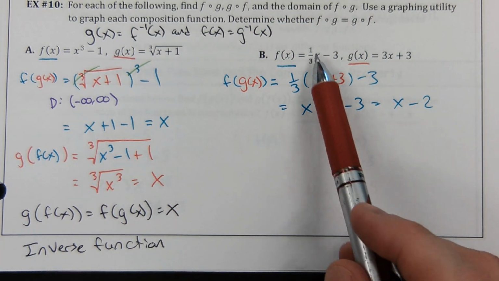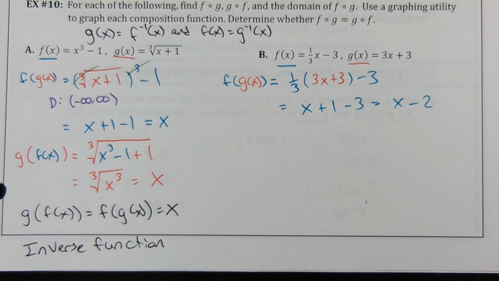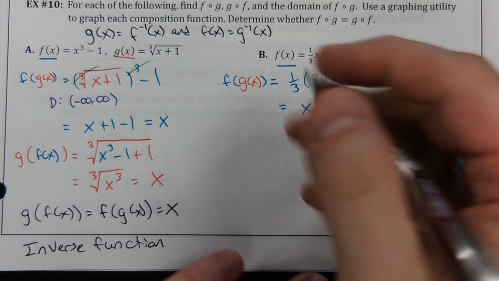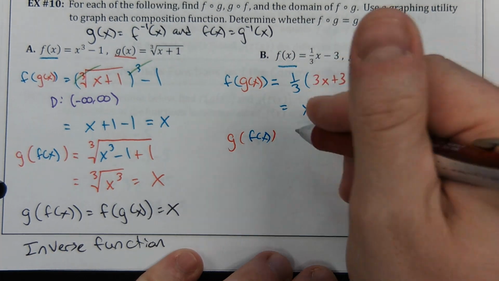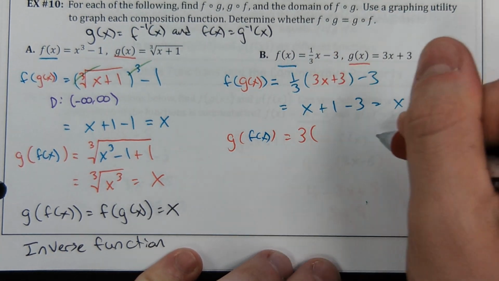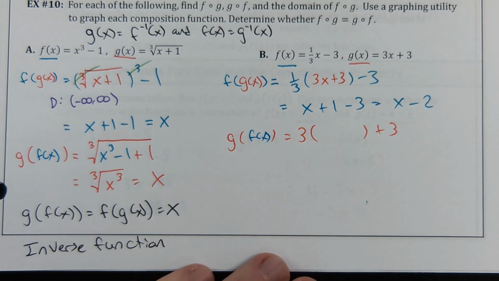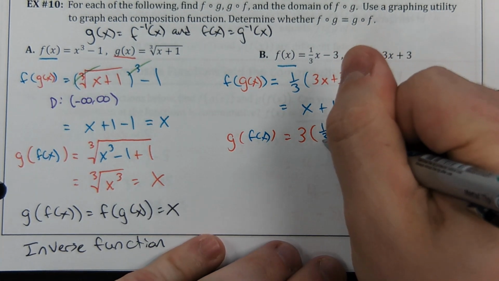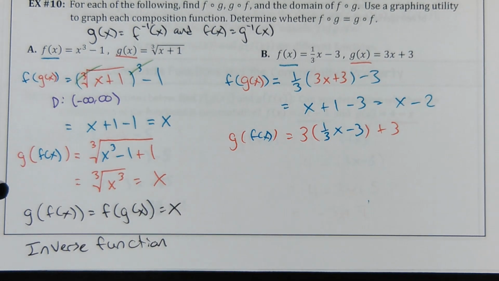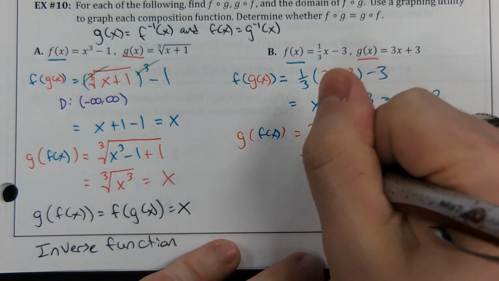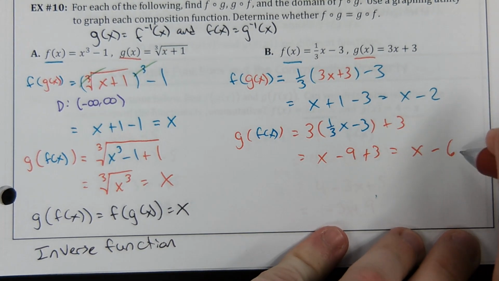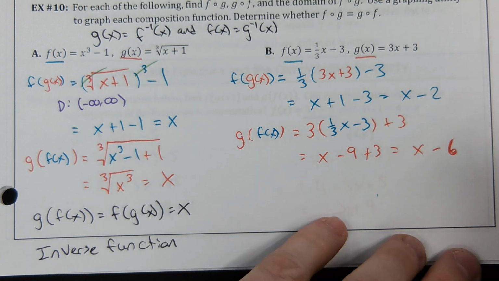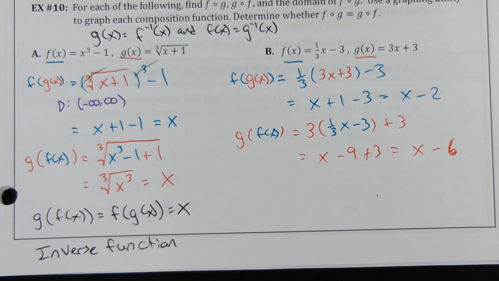Oh, by the way, these are both linear, so the domain is all real numbers. It's almost a moot point to even say. Anyway. So g had an x next to its 3, and that's where I'm going to drop the blue f of x. Now when I distribute that 3, I am going to get x minus 9 plus 3, which is x minus 6.